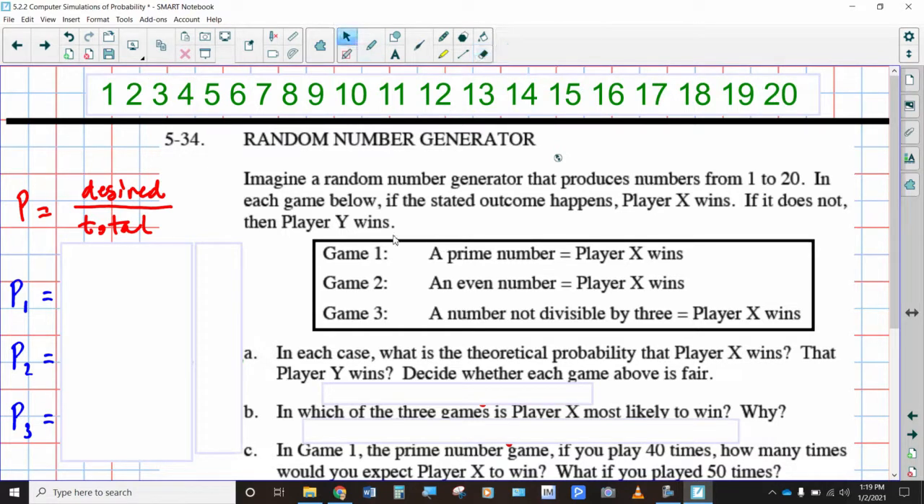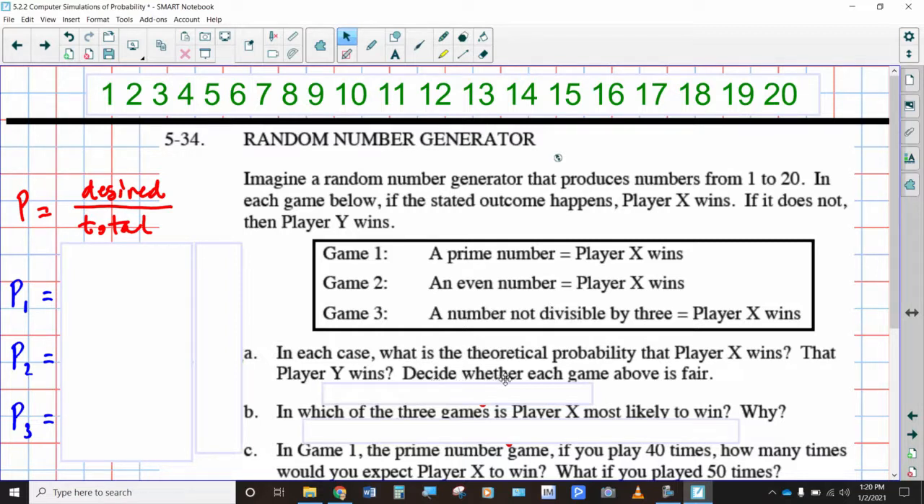Okay. So what we have here is a random number generator. Imagine a random number generator that produces a number from 1 to 20. In each game below, if the stated outcome happens, player X wins. If it does not happen, player Y wins. So what we're going to do is explore these situations and try to figure out the probability of player X winning. And from that information, we could figure out the probability of player Y winning, because that would be the complement, right?